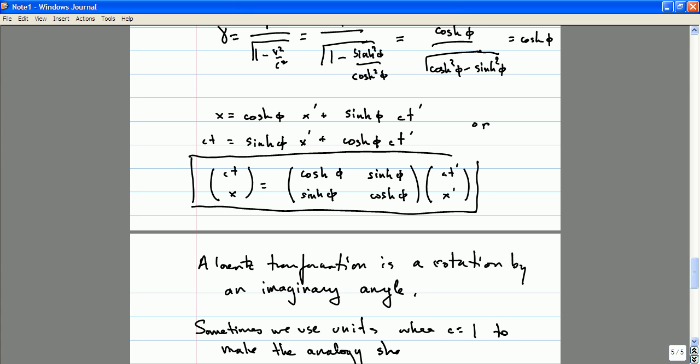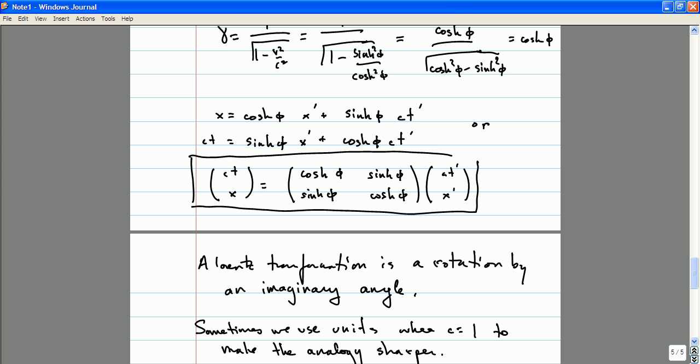So what do I mean when I say units where c is equal to 1? Well, usually we measure lengths in meters and times in seconds, but there's no reason why I couldn't measure lengths in light seconds and time in seconds. And then the speed of light is 1 light second per second. So in those units, the speed of light would be equal to 1. Or alternatively, you could measure distances in meters, and you could measure time in meters, the amount of time it takes light to go 1 meter, which is about 3 nanoseconds or something like that.